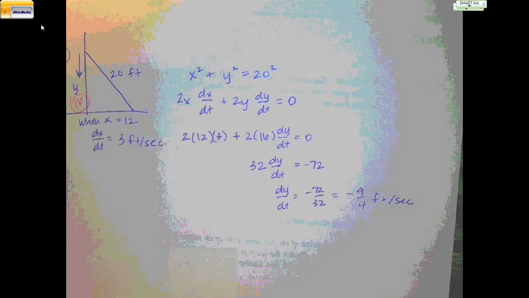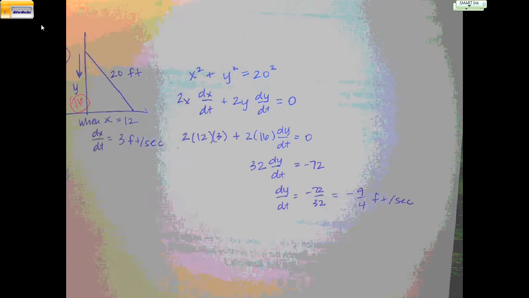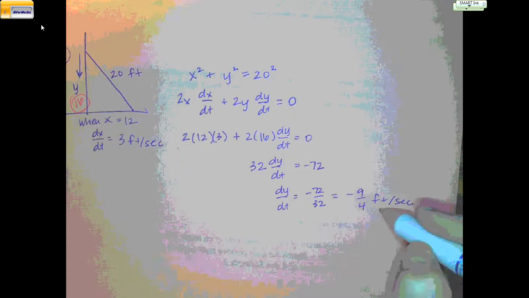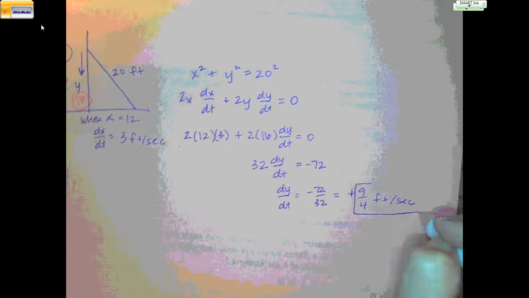Well, that's what we're about to talk about. We got a negative, but you need to look at your question. The question says, how fast will the top be moving down? They have already specified it's moving down, so do you need this negative? No. So in your blank, you would say 9/4 feet per second.